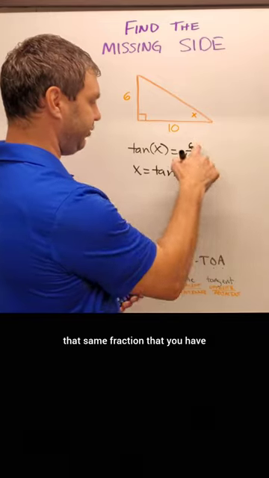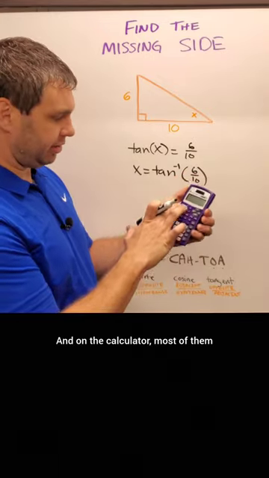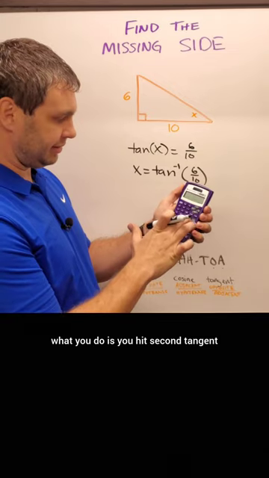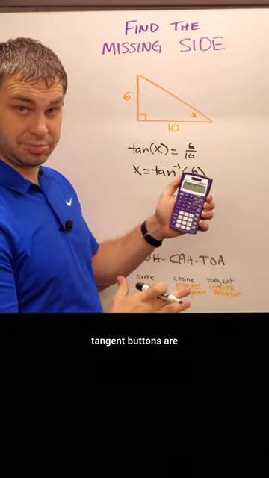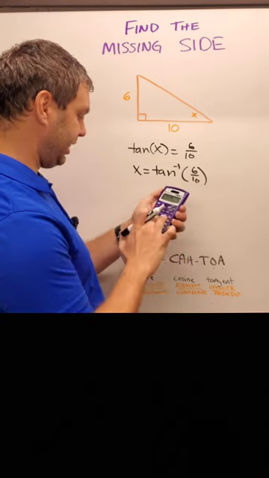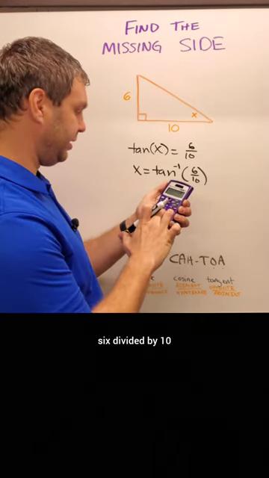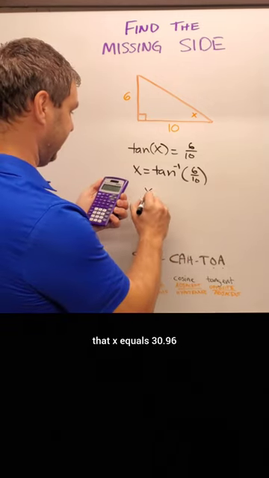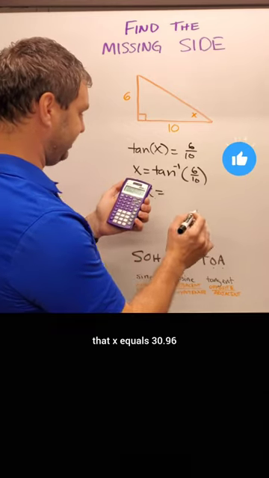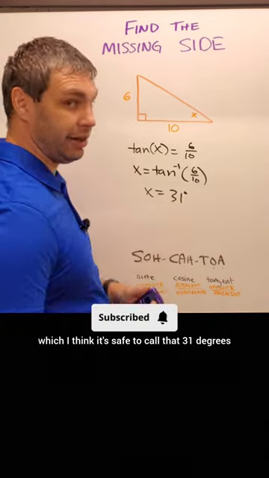You can type in that same fraction that you have. And on the calculator, most of them, what you do is you hit second tangent. So you know where your sine, cosine, tangent buttons are? It's second tangent. Type in that same fraction, 6 divided by 10. And let's see. Here it's going to tell me that X equals 30.96, which I think it's safe to call 31 degrees.